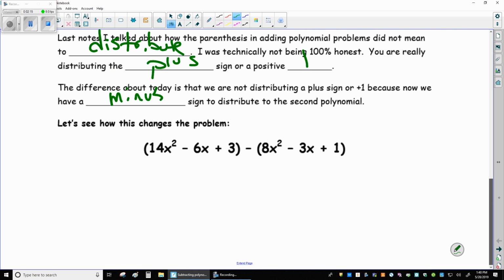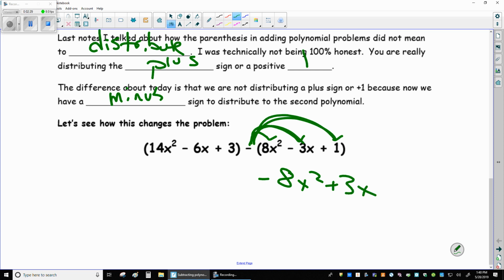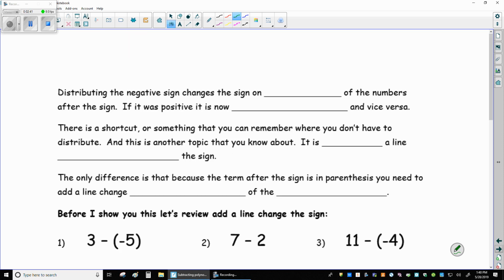And let's see how this changes the problem. So if I try to change the problem right here, this minus sign being distributed out will end up making this negative 8x squared. Negative times negative 3 is positive 3x. And negative times positive 1 is negative 1. Notice how every single term in that second polynomial changed. And that's going to be what I'm getting onto on the next page right here. So distributing the negative sign changes the sign on all of the numbers after the sign. If it was positive, it's now negative, and vice versa.